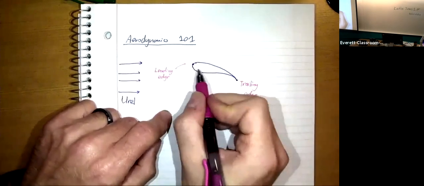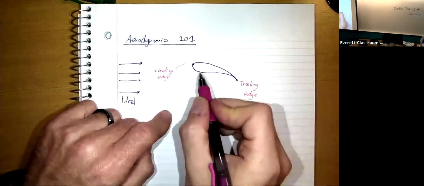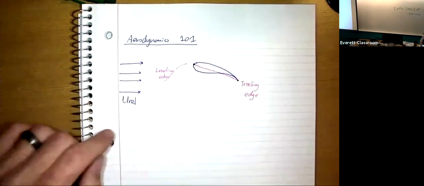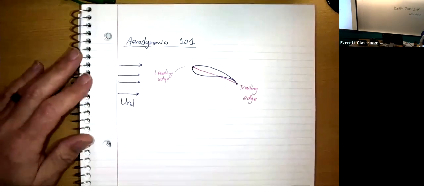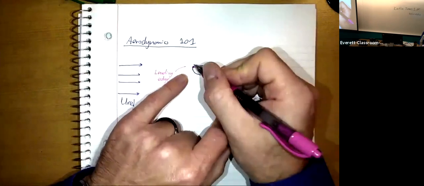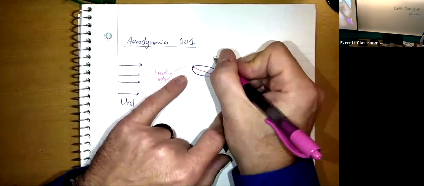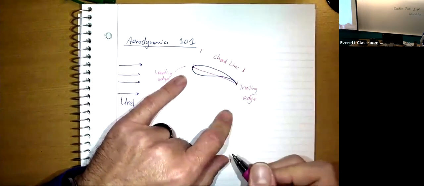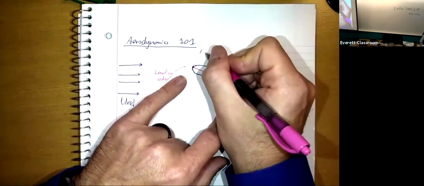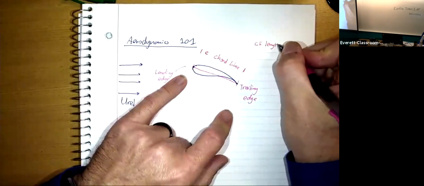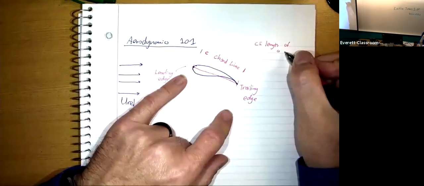A straight line that goes from the leading edge to the trailing edge, which isn't always necessarily through the actual airfoil, it might actually leave part of the airfoil. This line is called the chord line. And the length of the chord line is given the notation C. So C is the length of the chord line.